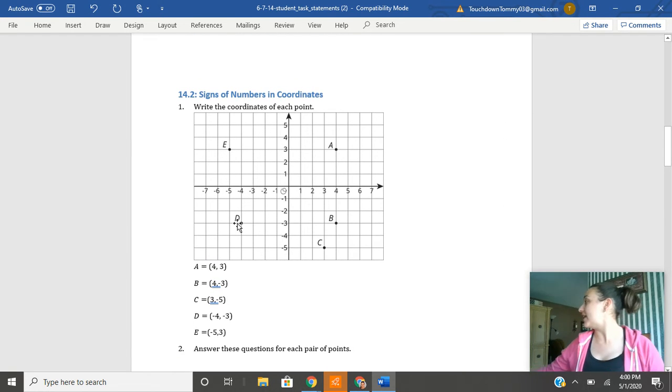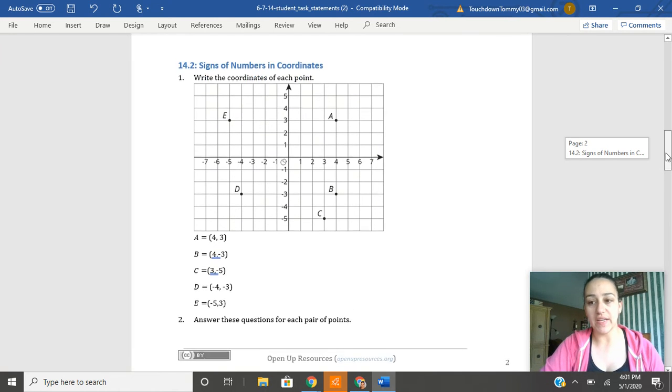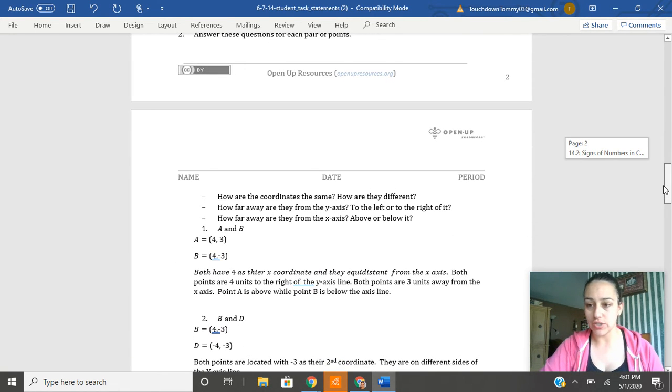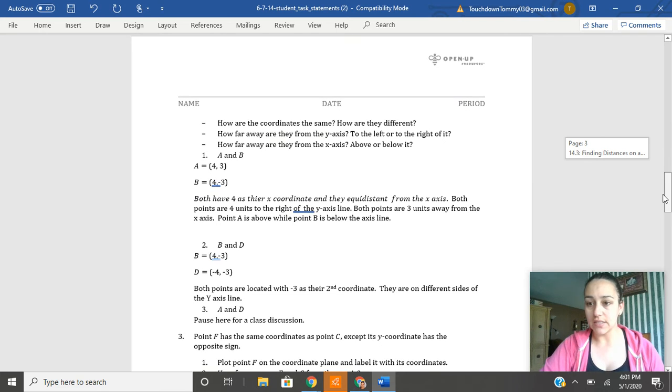So in this case, both of these points are going to be below. They're below the x, below that horizontal line, while they are on different sides of that y-axis here. We've got D to the left and B to the right. And those are the things that they're asking us to pay attention to. Distance and direction with these.